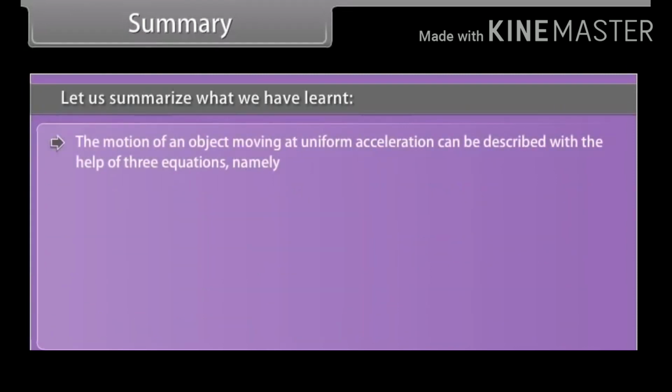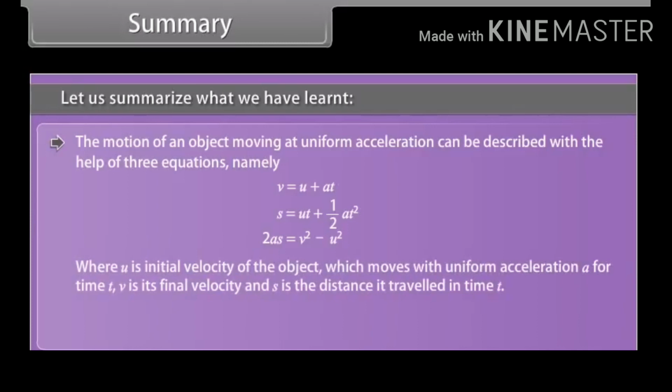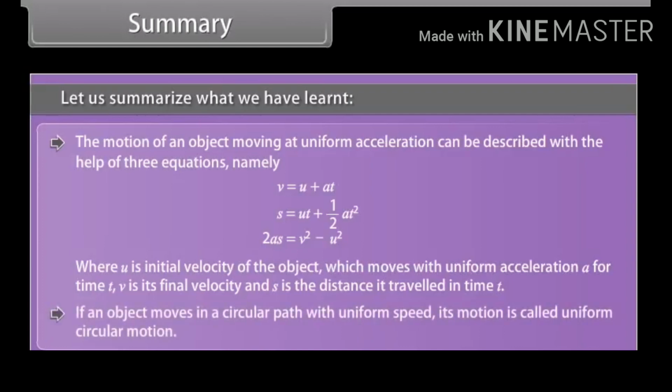The motion of an object moving at uniform acceleration can be described with the help of three equations, namely v equals u plus at, s equals ut plus half at square, 2as equals v square minus u square, where u is the initial velocity of the object which moves with uniform acceleration a for time t, v is the final velocity, and s is the distance it travelled in time t. If an object moves in a circular path with uniform speed, its motion is called uniform circular motion.